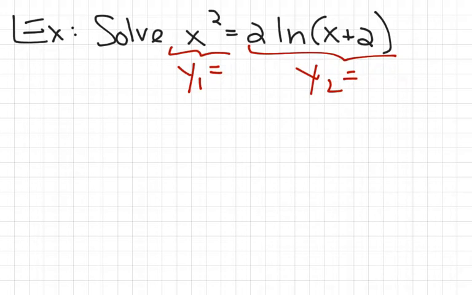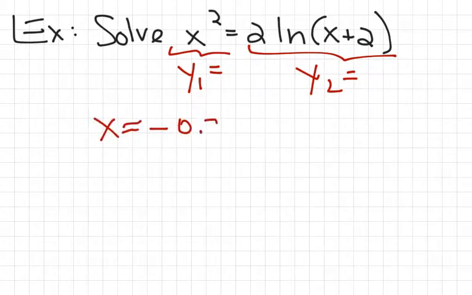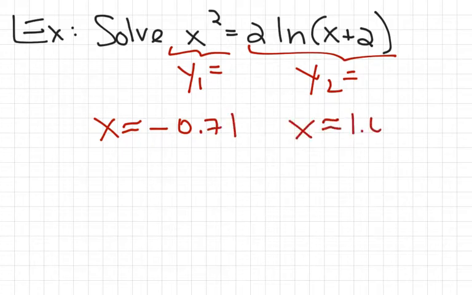Now, here's the thing. Sometimes they intersect in more than one location. And you can actually see both intersection points on the screen. In order to find both intersection points, when you go to the intersect function, before you hit enter 3 times, move the cursor close to the intersection point you want to find, then hit enter 3 times. So you should find that one of the solutions is at negative 0.71 approximately, and the other solution is at 1.60.